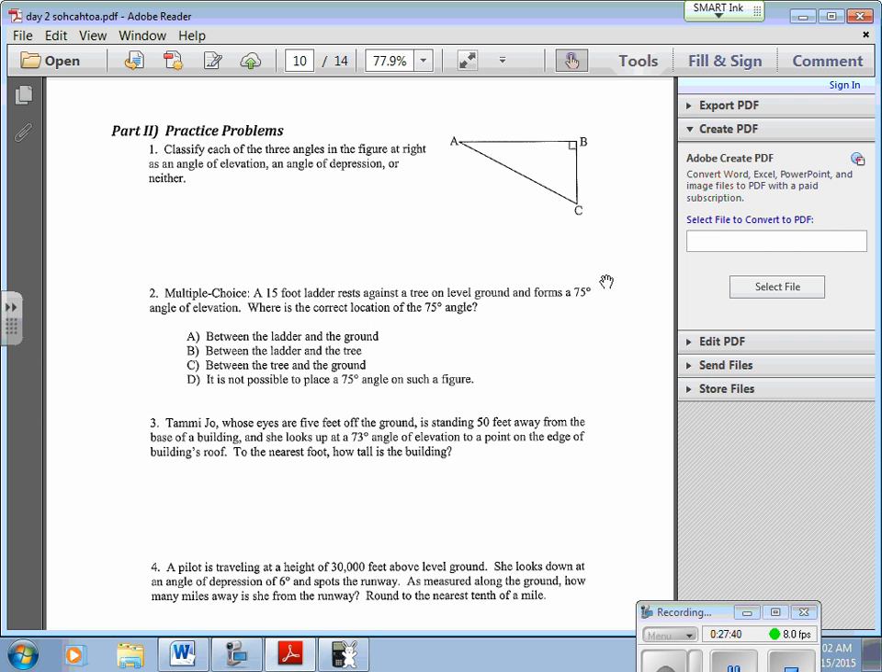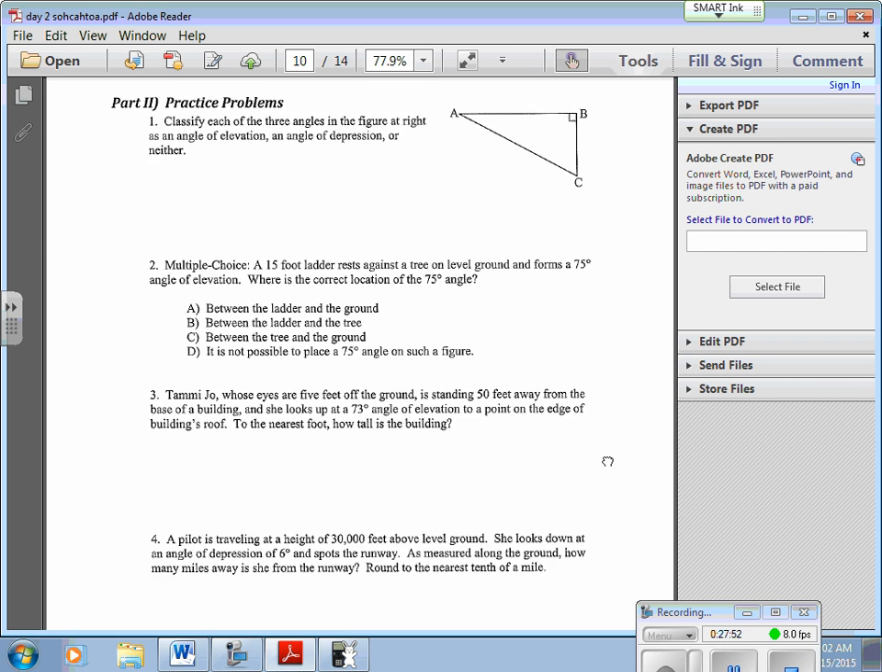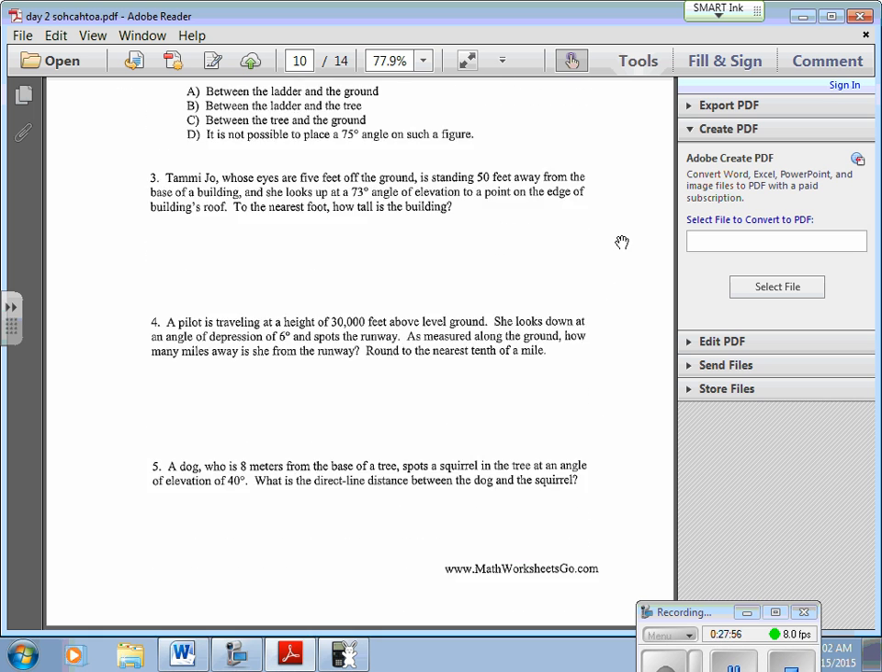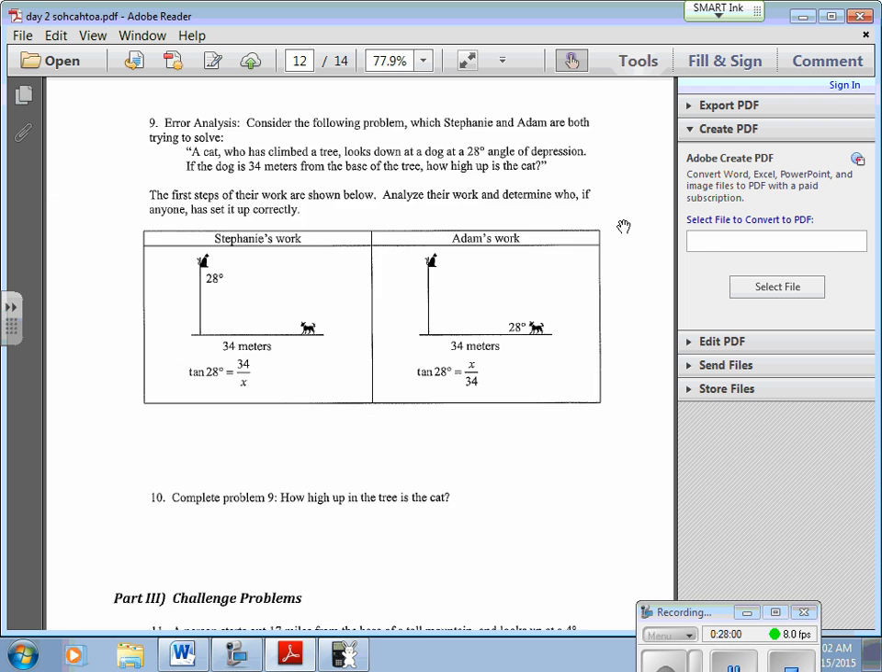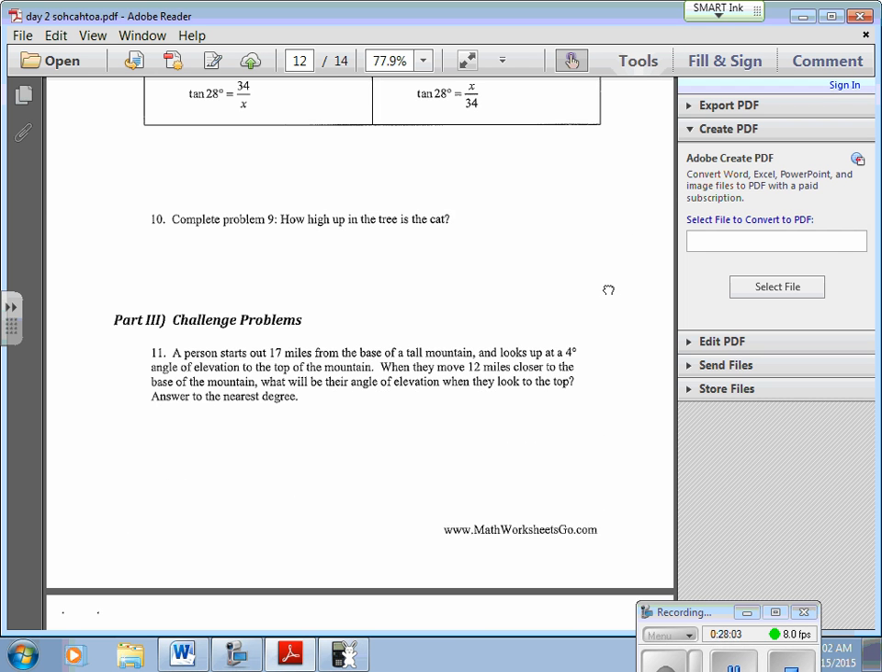You are going to have to do some drawings. The drawings are going to be very simple. They've got to have a right triangle in them. And you're going to answer these questions, numbers 1 through 10. Once you get through 10 and you see where the challenge problems come, stop right there. I don't want you to work on those. Don't work on the challenge problems. Those are going to be for next class.